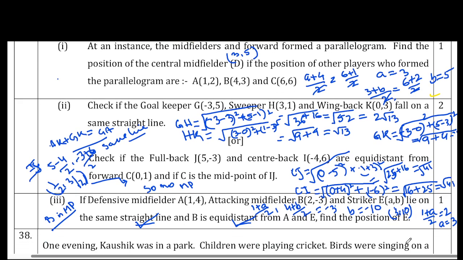Center back are equidistant. So you can find CJ and CI both are root 41 from this point. And for checking the midpoint of IJ, they are equidistant from C. So C is the midpoint (0, 1). So if you find this plus this divided by 2, and this plus this, minus 3 plus 6 divided by 2, it will not give (0, 1). So it is not the midpoint. So the second part is not correct.